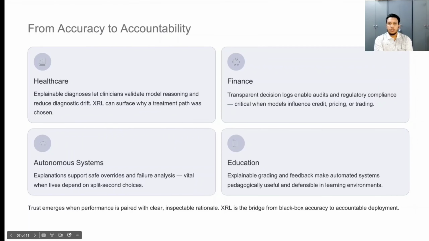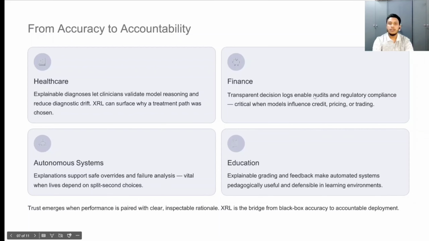Now we can move ahead to the next slide, which talks about accuracy and accountability. XRL is especially important in real-world applications. For example, in healthcare, doctors need to understand AI diagnosis. In finance, decisions must be auditable. In autonomous systems, explanations help in safety and debugging. In education, AI feedback should be explainable. So trust comes from combining accuracy with transparency.